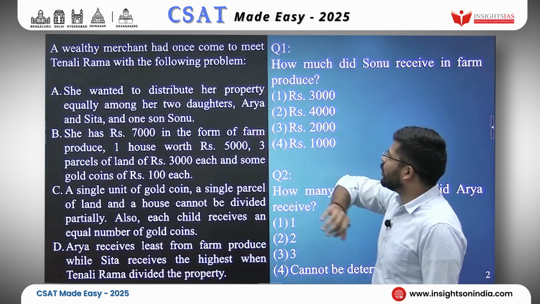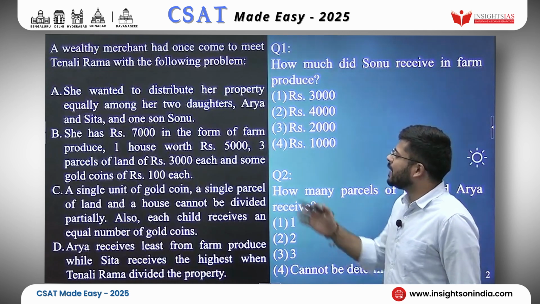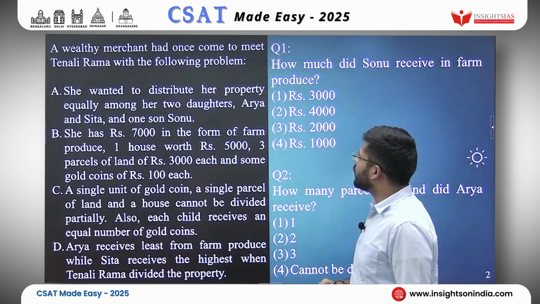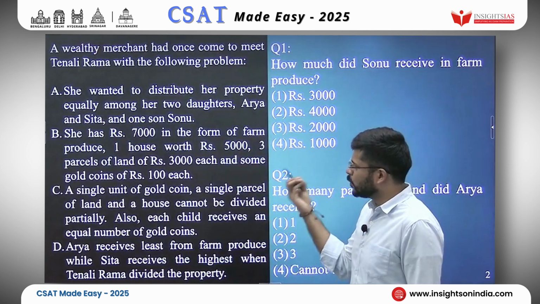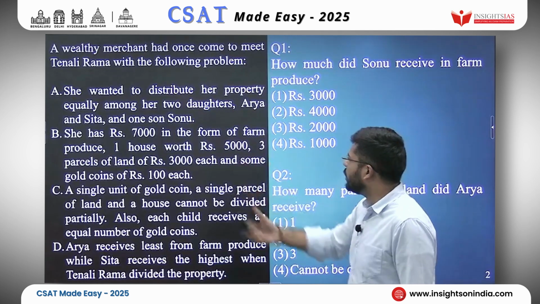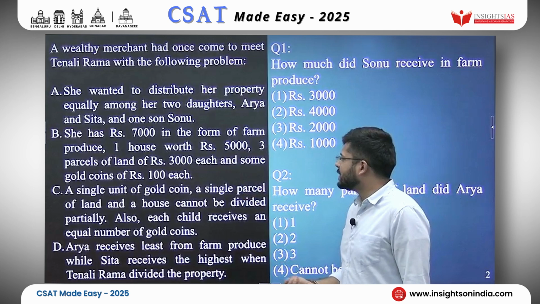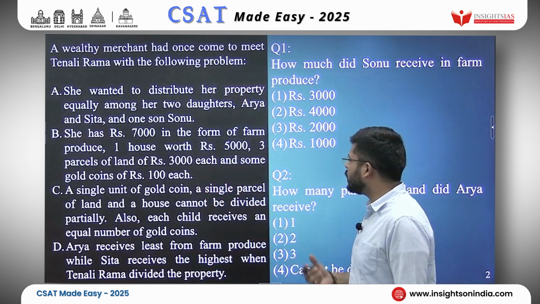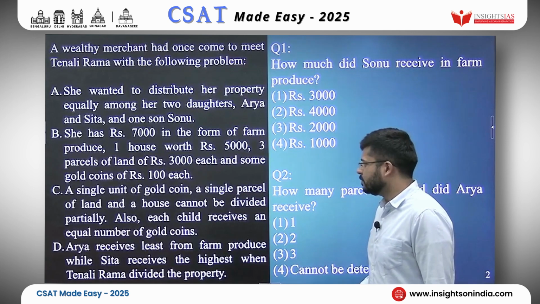Now, a wealthy merchant had once come to meet Tenali Rama with the following problem, and the problem is divided into 4 points. She wanted to distribute her property equally among her two daughters, Arya and Sita, and one son, Sonu. She has 7,000 rupees in the form of farm produce, one house worth rupees 5,000, 3 parcels of land of rupees 3,000 each, and some gold coins of rupees 100 each.